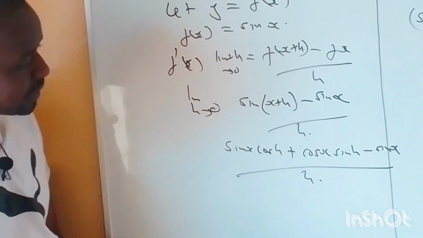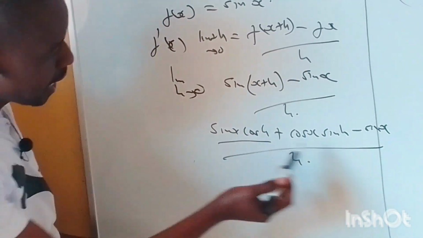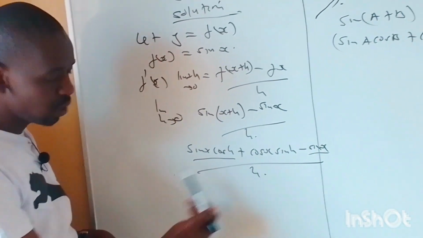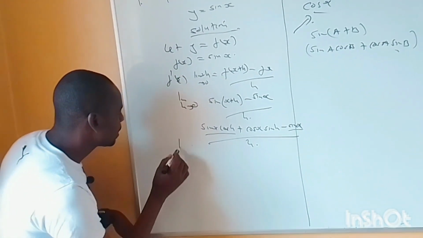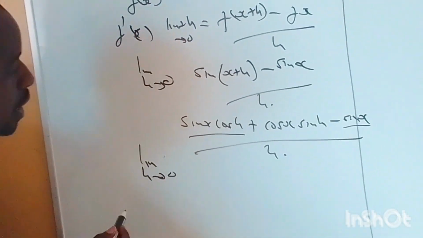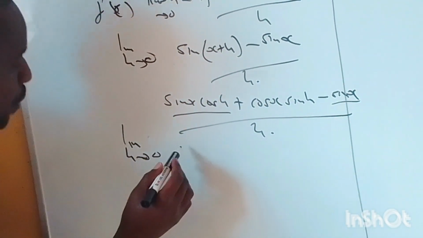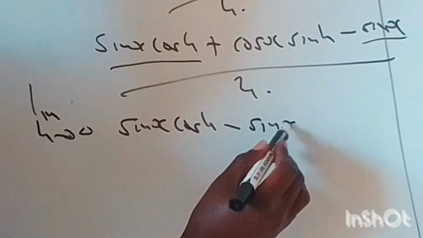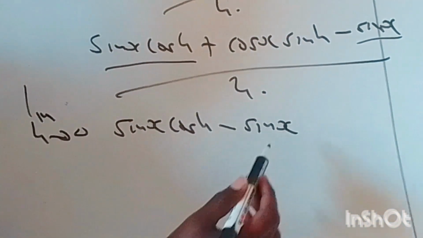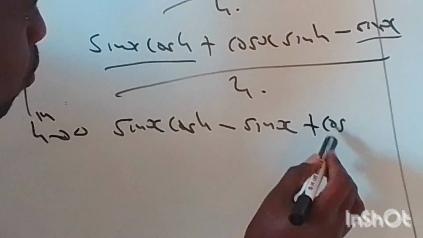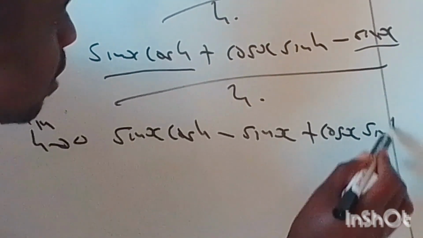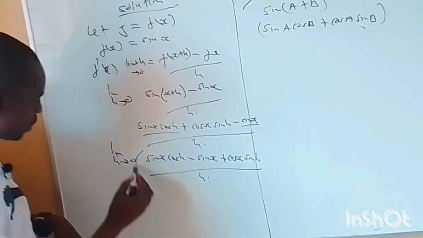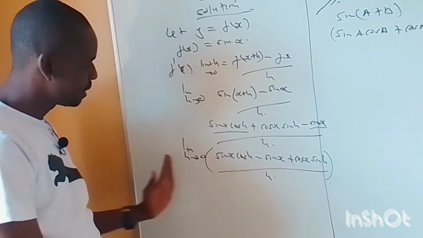Now you can see we have the sine of x here and here. So I want you to pay attention as we collect the like terms. As the limit h tends to 0, we have sine x cos h minus sine x, plus cos x sine of h, all over h. So we have just collected the like terms, and we put the bracket because the limit applies to all of that.